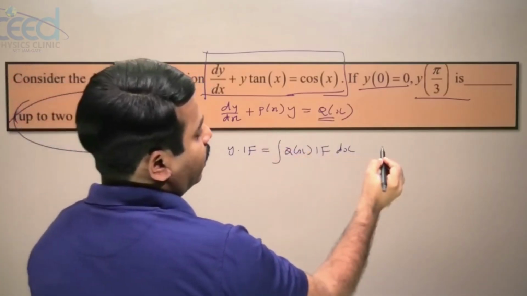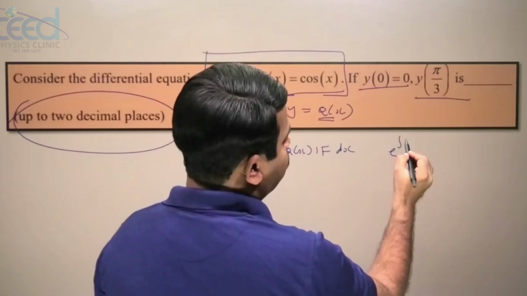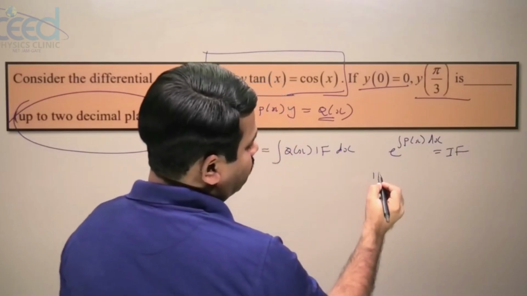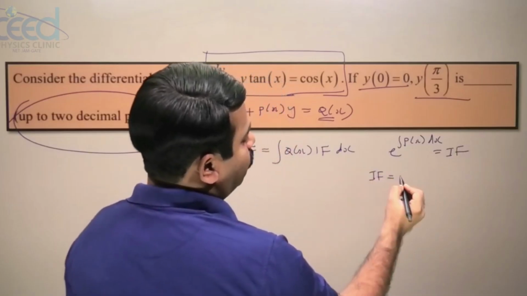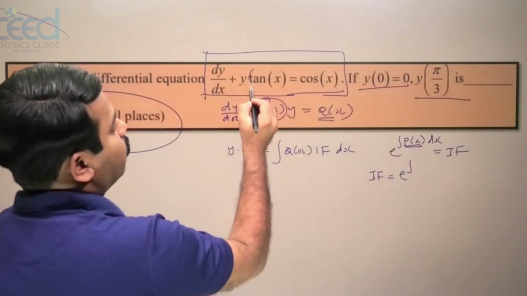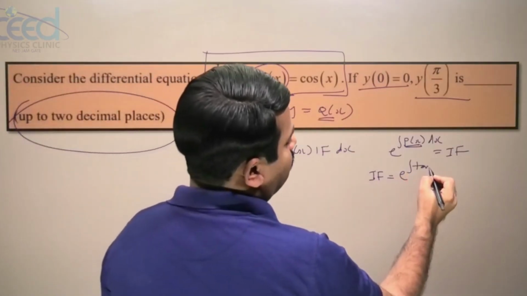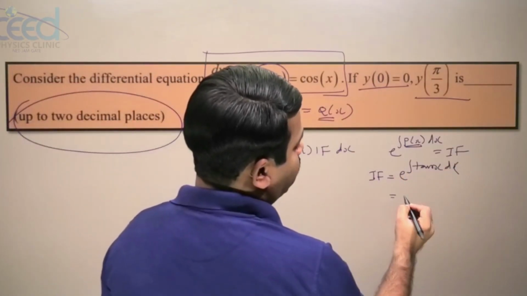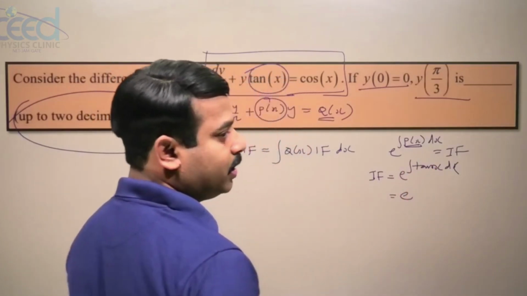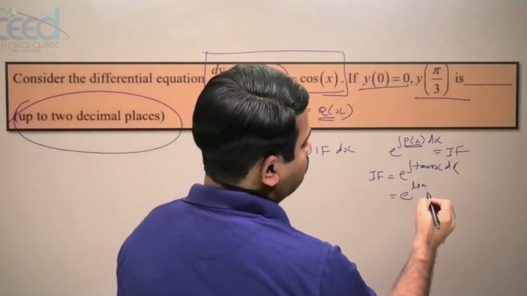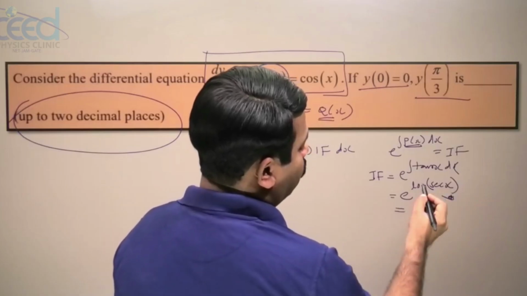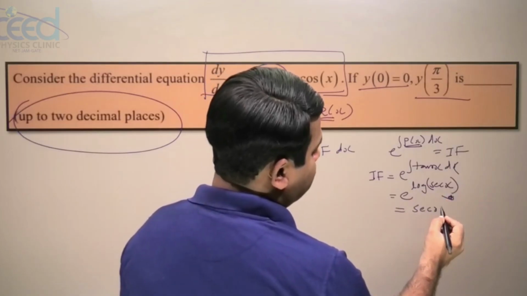But what is the integrating factor? The integrating factor is e raised to the integral of p(x) dx. Here p(x), the coefficient of y, is tan x, so it is e raised to the integral of tan x dx. Now e raised to the integral of tan x is e raised to log sec x, then e and log cancel, and sec x is the answer.